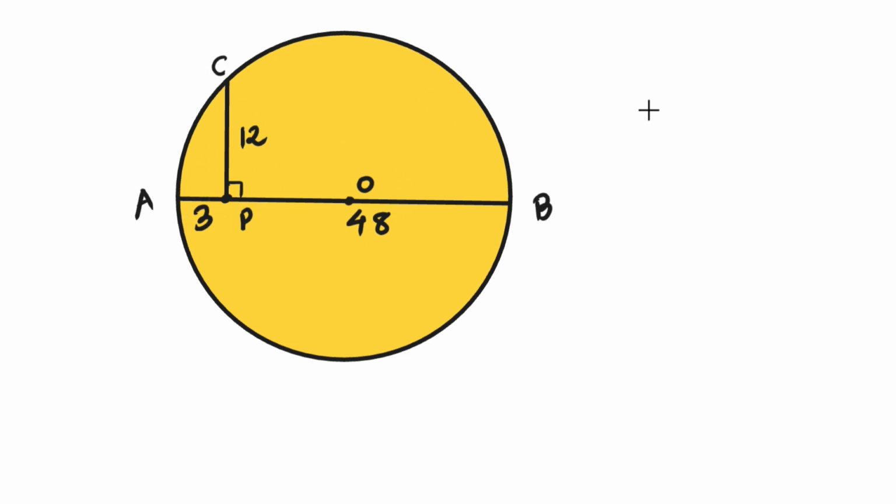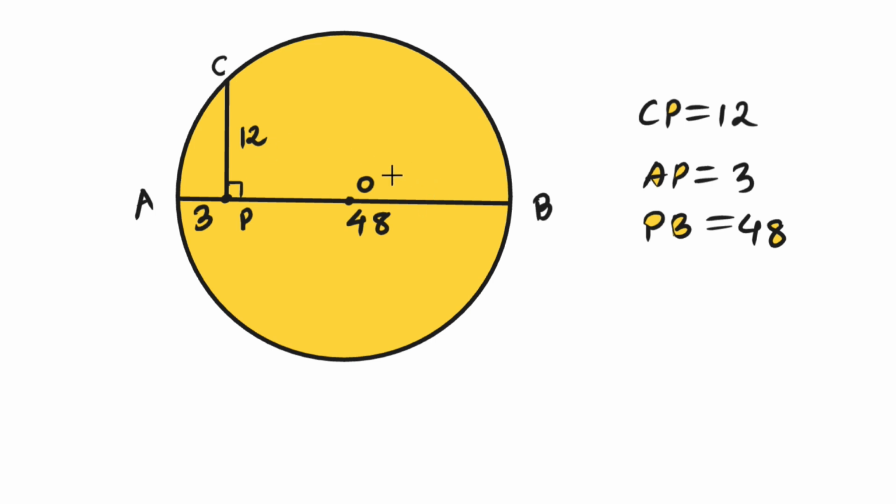Segment CP is 12 units long, segment AP is 3 units, and segment PB is 48 units. Our goal is to find the radius of the circle. We'll begin with the first method.